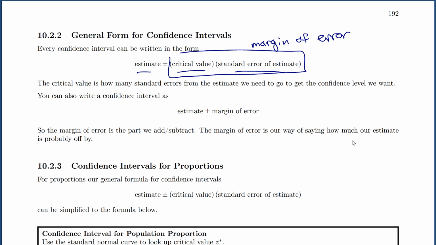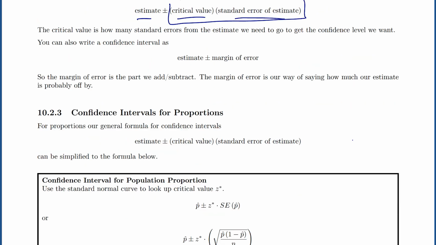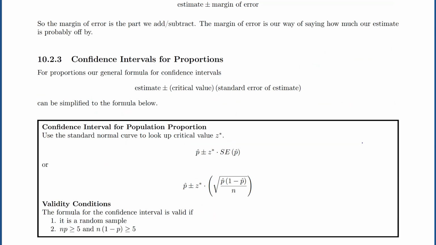Now that we have our general formula for confidence intervals, let's see what that would be for proportions. So our general formula of our estimate plus or minus a critical value times the standard error can be simplified to this for a proportion. We'll do P hat as our estimate plus or minus Z star, which is our critical value, times the standard error of P hat, where the standard error of P hat is the square root of P hat times 1 minus P hat over n. So we have this entire formula that we can use every time, or if we've already calculated the standard error, we can just plug that in instead of calculating it again.